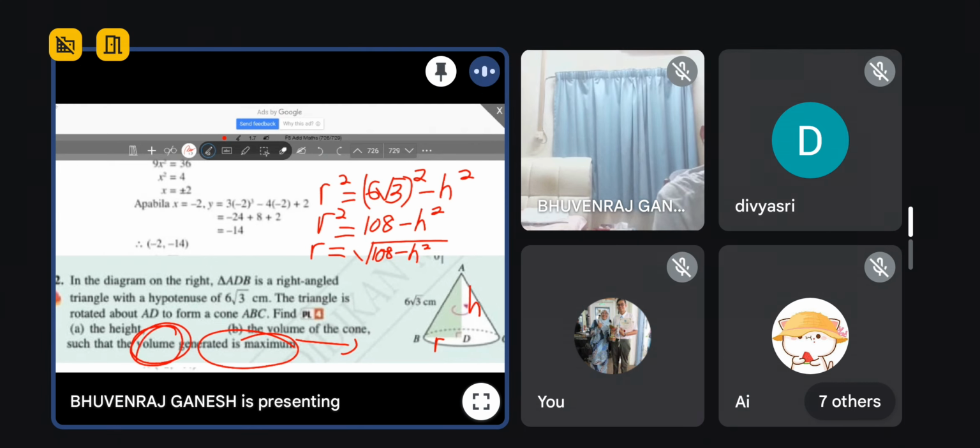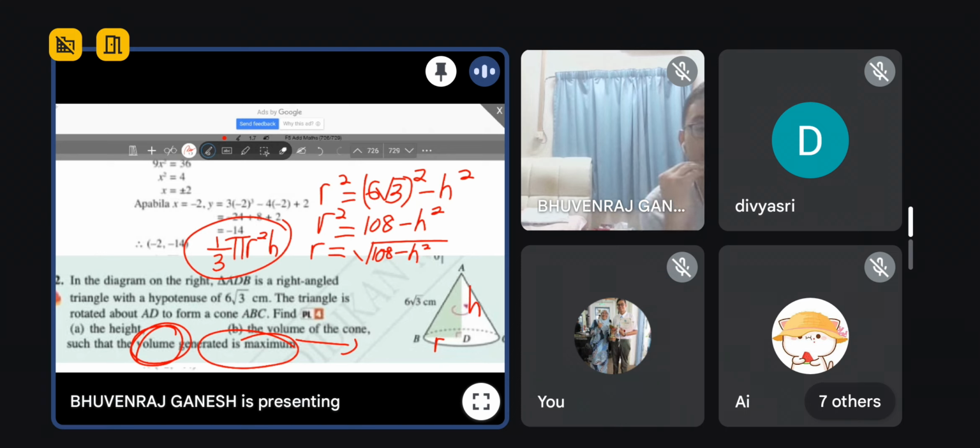Because the question asks for volume, that's why we form the volume equation. So what is our formula, guys? Isi padu cone. Anyone remember? You should get 1/3 pi r square h. Correct? Ini adalah rumus untuk isi padu cone.